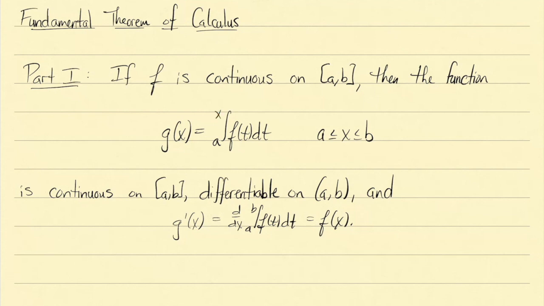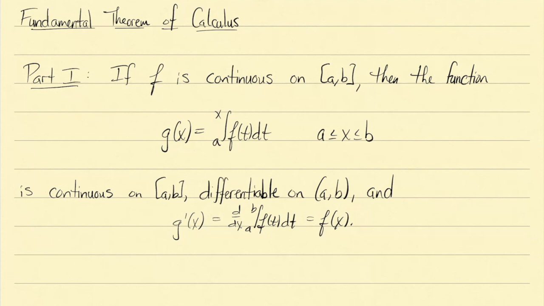This defines a continuous function on the closed interval, which is differentiable on the open interval, and what's even more amazing is we know the derivative of this very strangely defined function. Namely, it's simply f itself, which tells us that differentiating undoes integration.